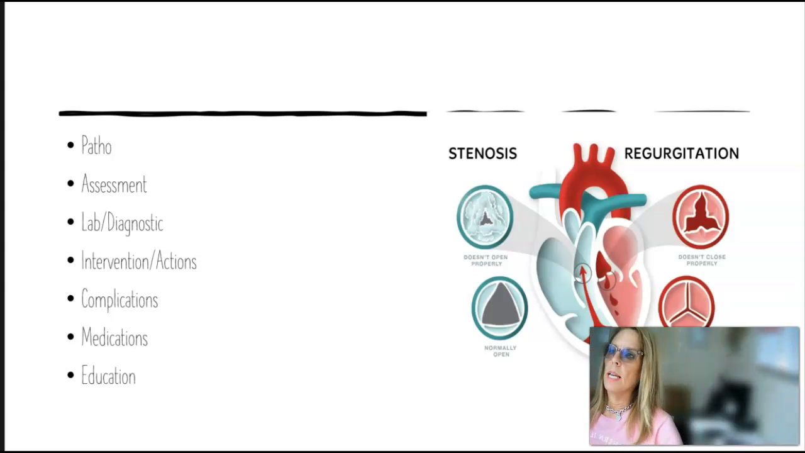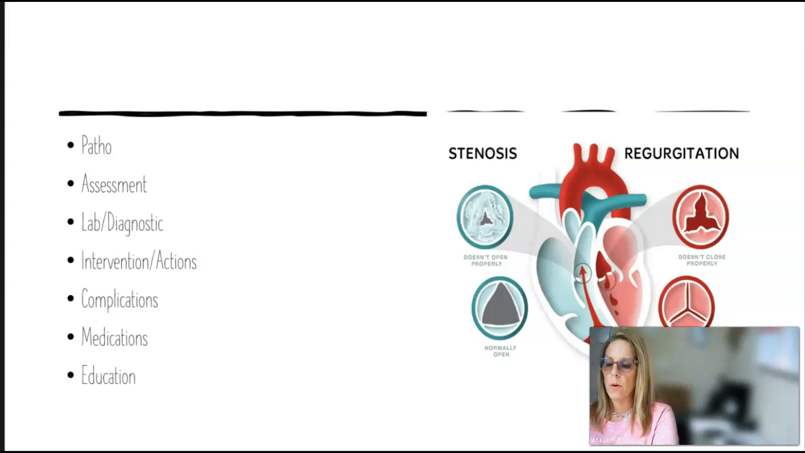So the other important concept to remember is that some of your symptoms are going to be dependent on which valve is affected. So remember, you've got the mitral, the pulmonic, aortic, tricuspid. So this is what we're talking about when we talk about the different valve disorders of the heart.